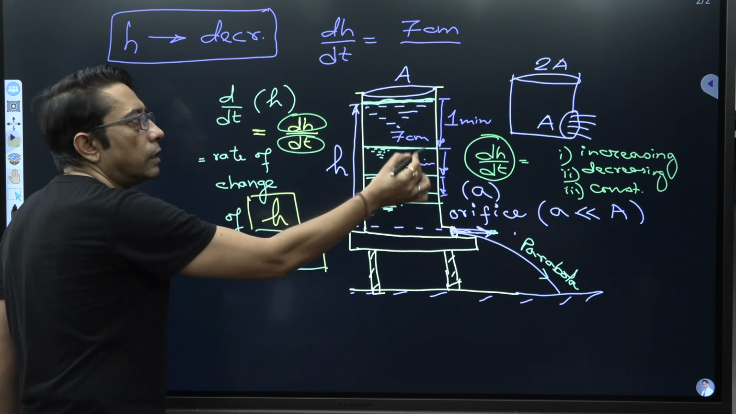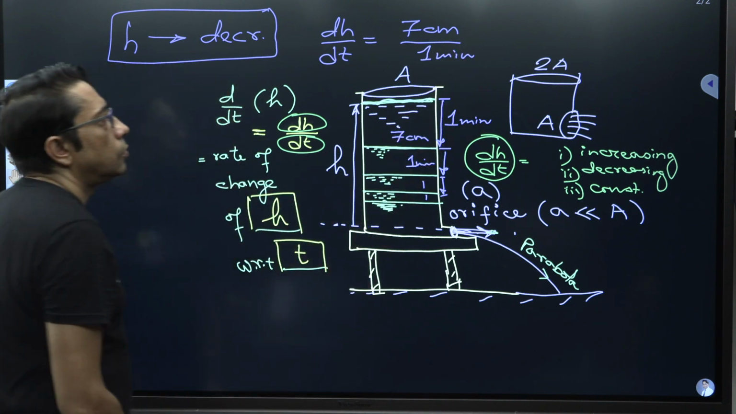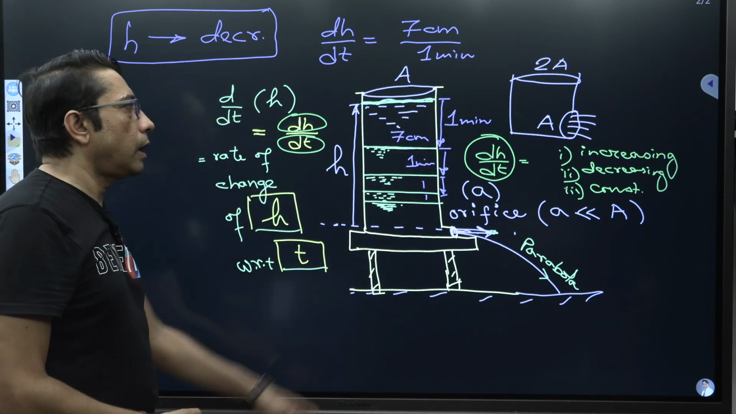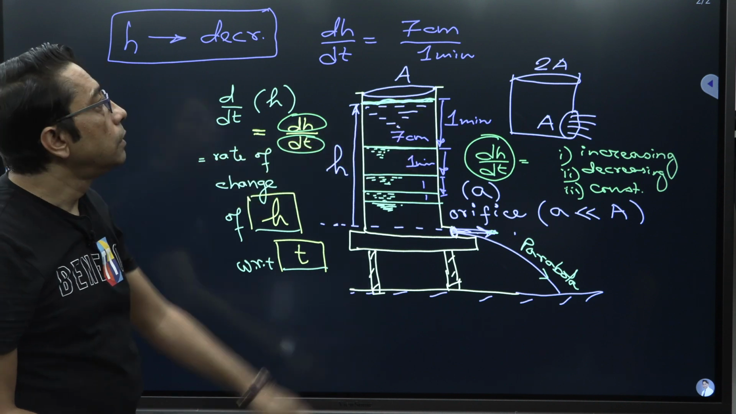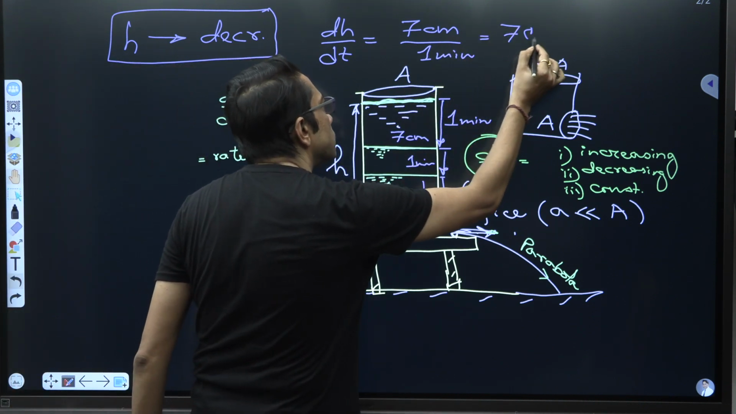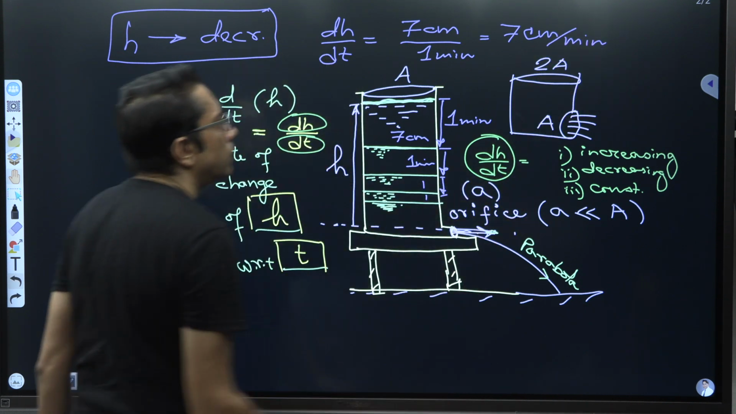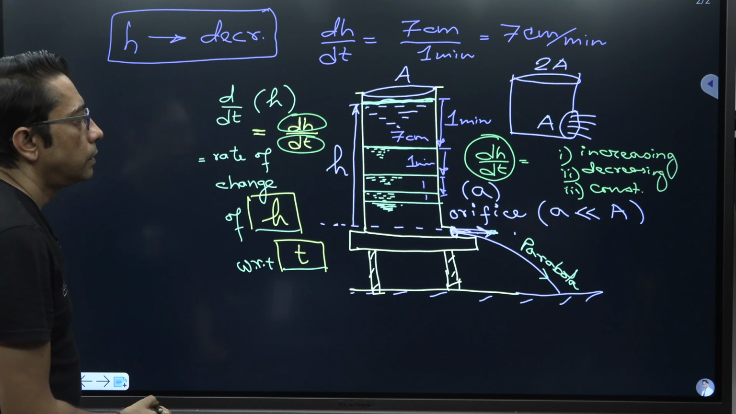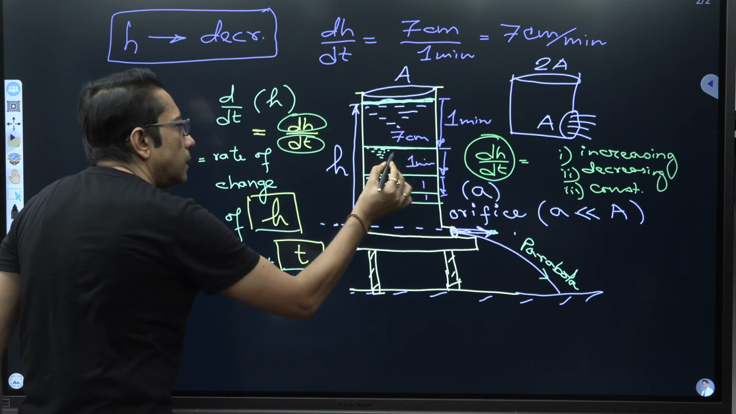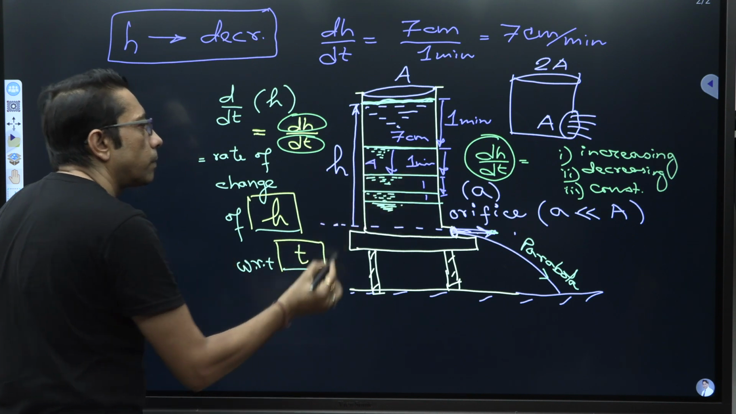How much time did it take to happen? 1 minute. So dh by dt should have a unit here, 7 centimeter per minute. This is the meaning of dh by dt, 7 centimeter per minute. In the second case, just let us assume it has been 4 centimeter.